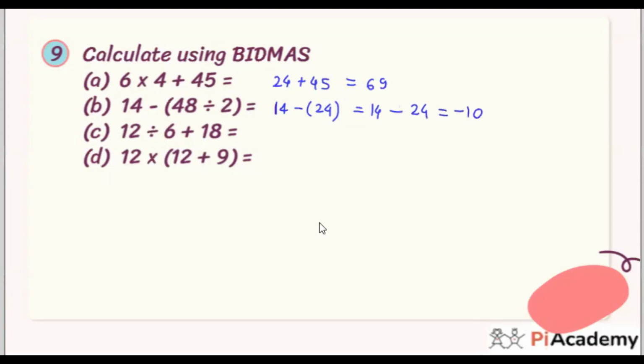So yes, now I'm searching for one more name for the next answer. Okay, Kai, can you please give me the answer of this question? The answer for C is 20. Okay, the answer for C is 20. So 12 divided by 6, we have to do first, right? So that is just how much? 2, right? First, we are going to do this one, the division. So you are going to get 2, and plus 18, that is completely true, 20.